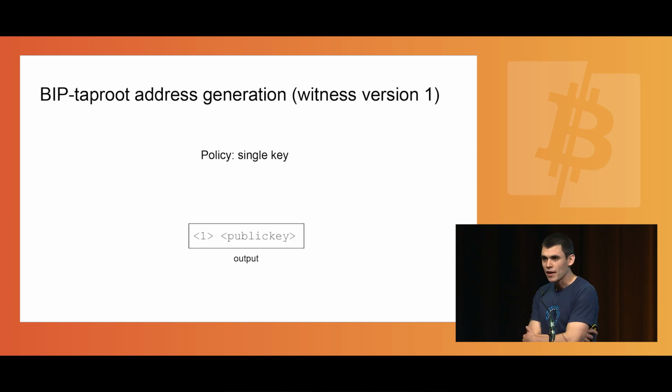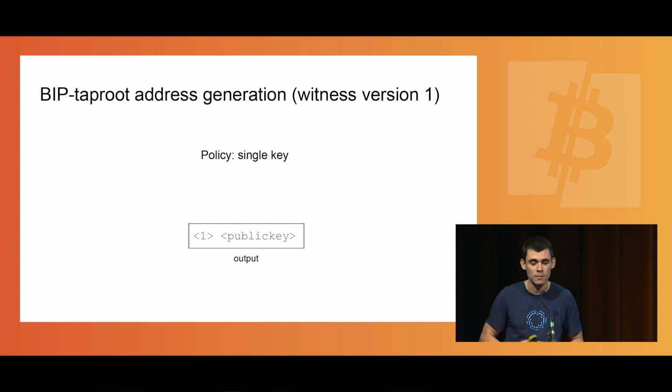So let's start by looking at how BIP Taproot works. Assume we have some policy where a coin can be spent by an authorization from a single party with a single key. The only thing that you need to do in order to create a script pub key is you push the number 1 onto the stack, which now indicates that this is a witness program version 1 as opposed to version 0, which is already defined, and you push your public key onto the stack.